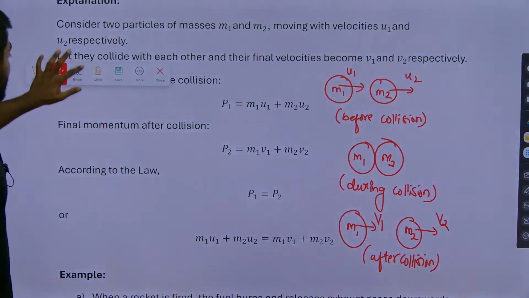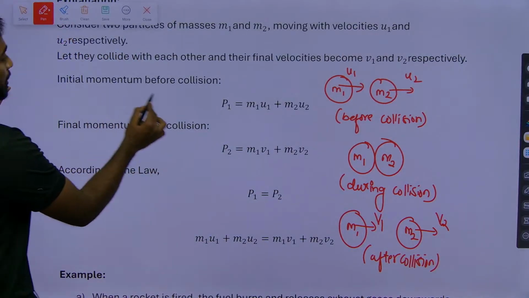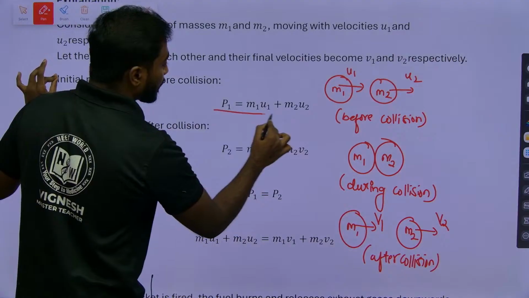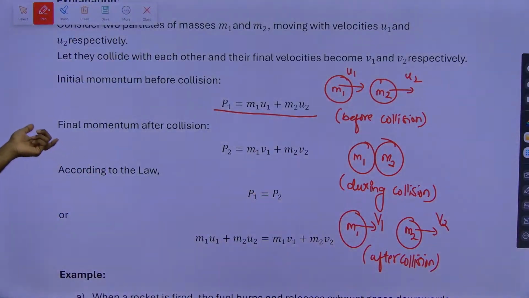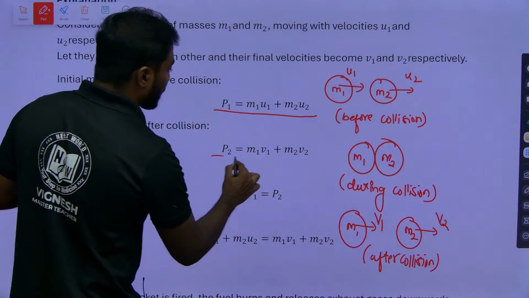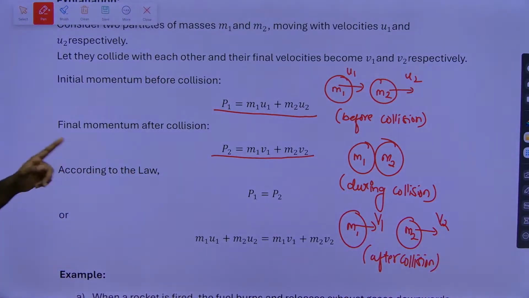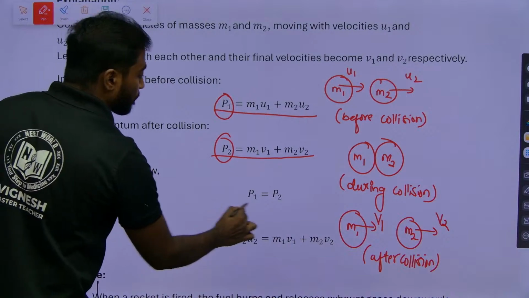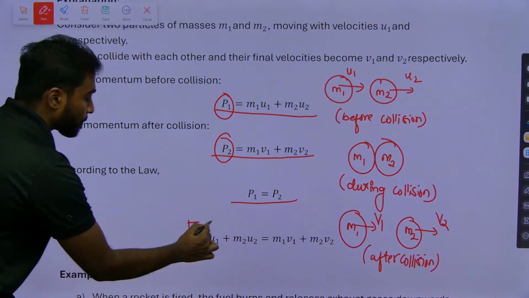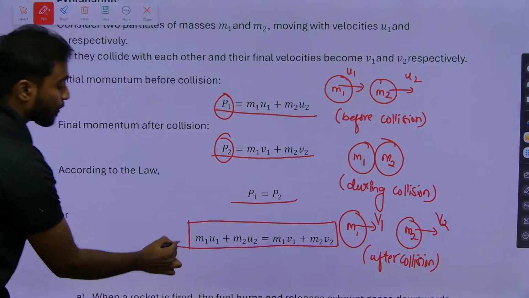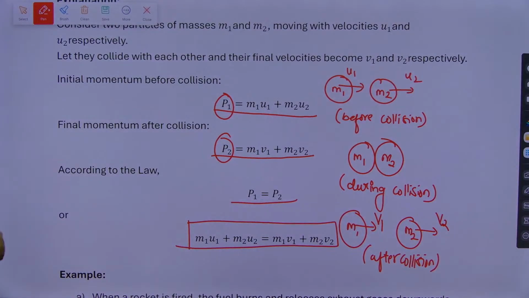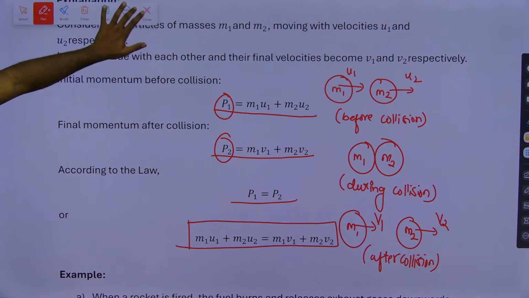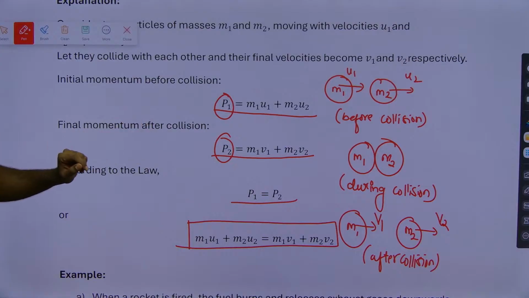Before collision, the momentum will be m1 u1 plus m2 u2. After collision, it is m1 v1 plus m2 v2. We know that according to the law, p1 is equal to p2. So m1 u1 plus m2 u2 will be equal to m1 v1 plus m2 v2. So this is the explanation for the law of conservation of momentum.